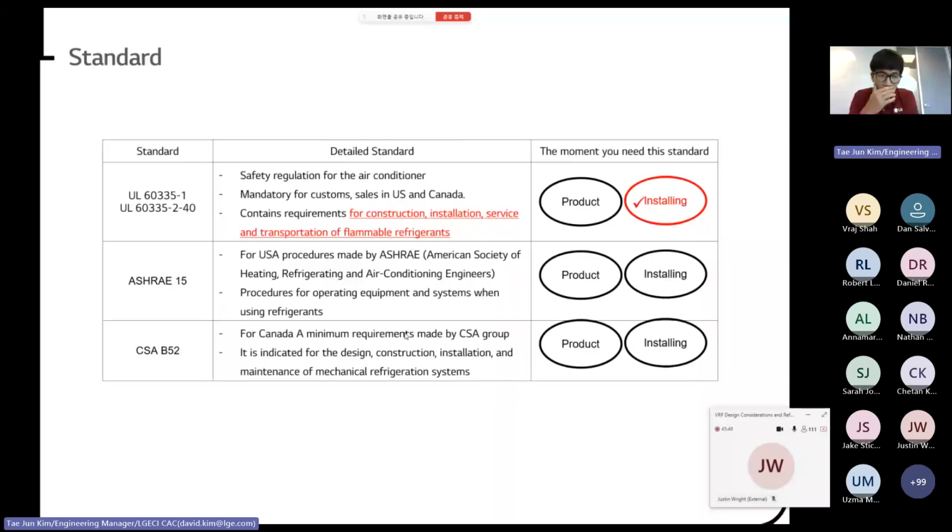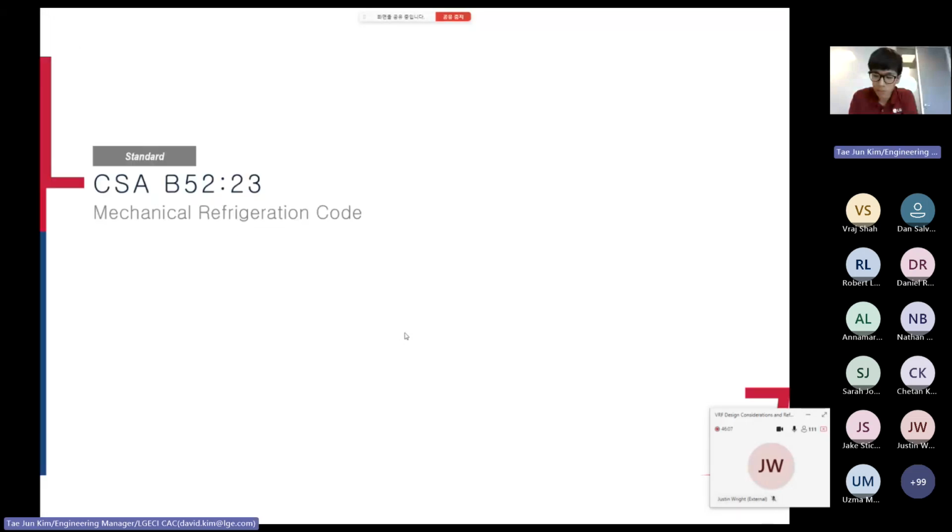And out in the market, we've always been following the CSA B52 code with the R410A. But now with the A2L refrigerant, we also have to follow the international code, which is UL 60335-2-40. Now let me give you an example of the CSA B52 code first, and then I'll talk to you about the UL. There were some additions introduced on the CSA B52 code when it was updated last year, December.